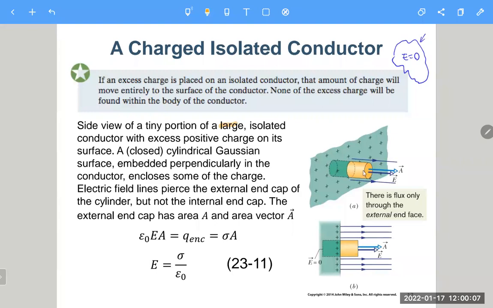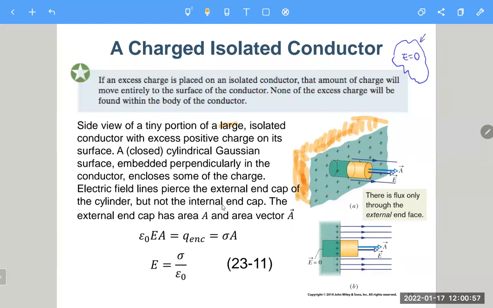Half of the cylinder is outside, half of the cylinder is inside. So this part is actually inside the conductor. Inside the conductor, it is not a very thin one, it's a thick one. So this is still the conductor, and half of the cylinder is inside the conductor, half of it is outside, and the axis of this cylinder is perpendicular to the surface. Of course, we still assume the surface of this conductor is flat, so we can define the axis of this cylinder perpendicular to the surface.